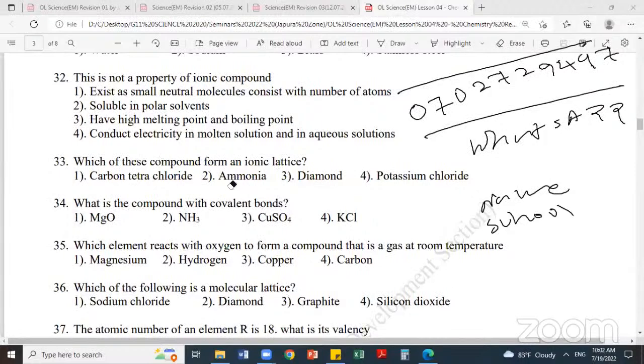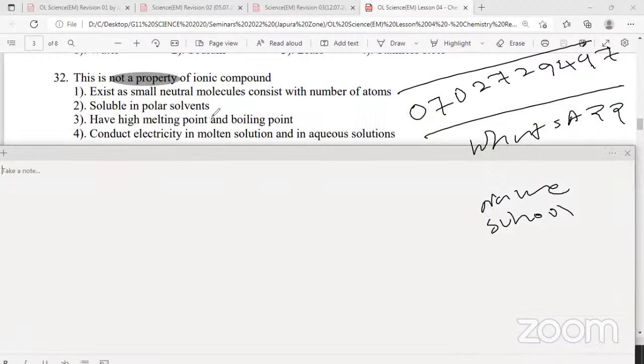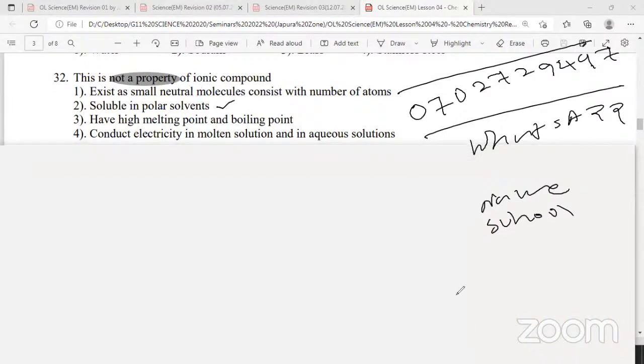Question number 32. Not a property of ionic compound. Always when you read the question, please pay attention to the question word. Now, most ionic compounds, say for example sodium chloride, common salt in the kitchen, are soluble in water. Water is polar. So that's correct. Second one is correct. First one, exists as small neutral molecules, is the incorrect one. That is not a property of ionic compounds. That is completely wrong. Please write it down, everyone.